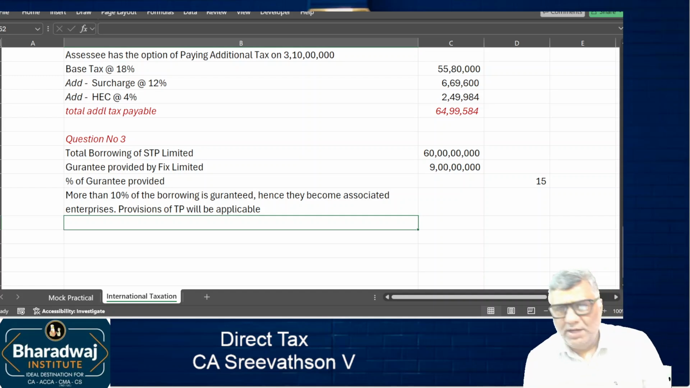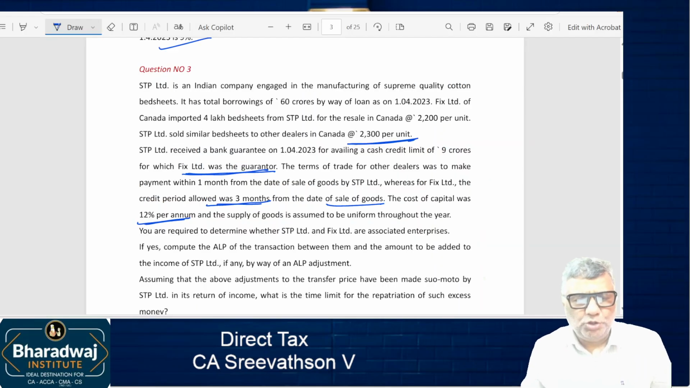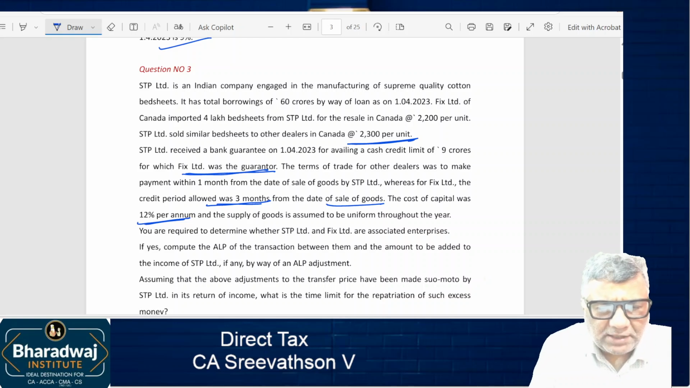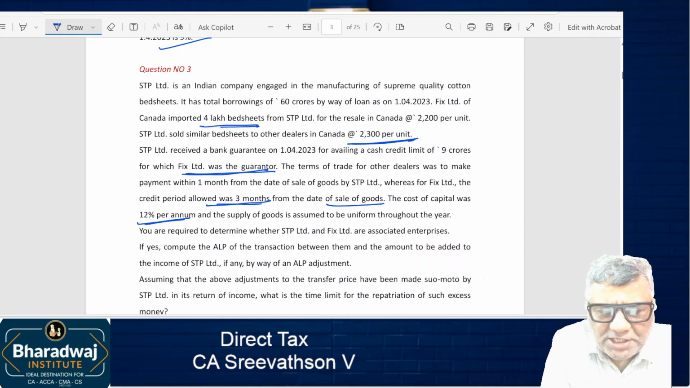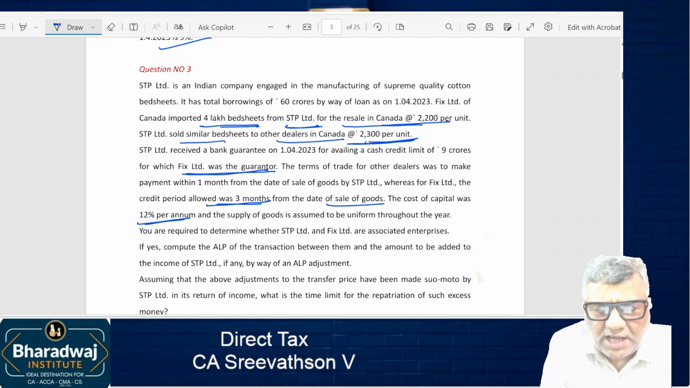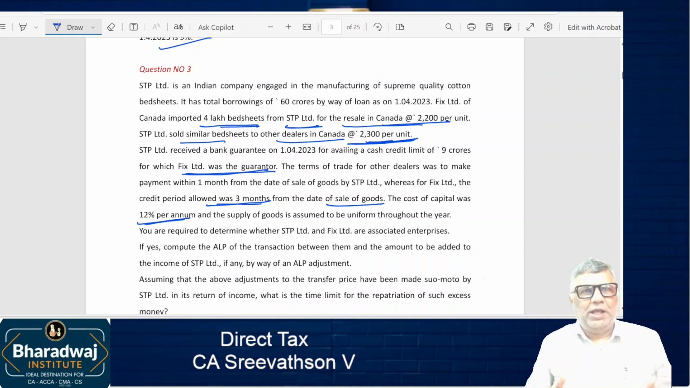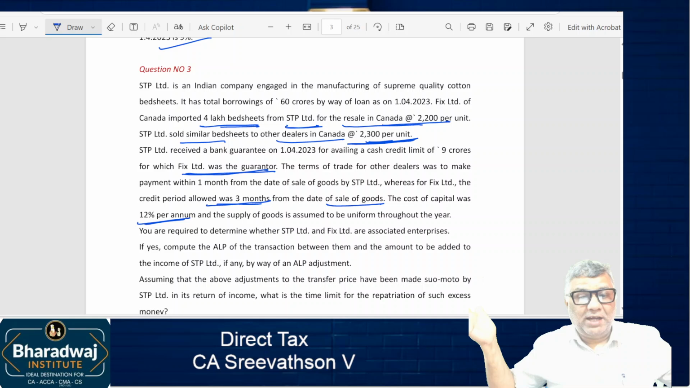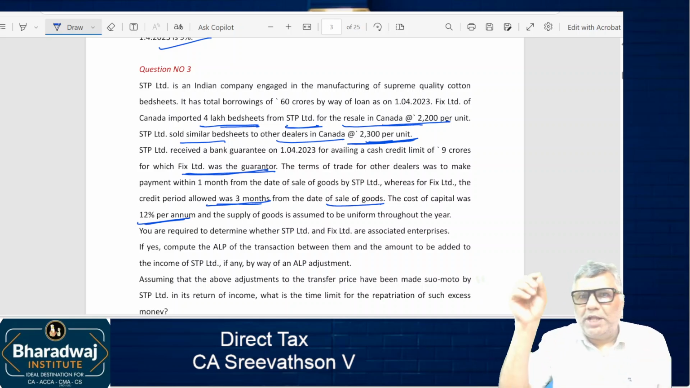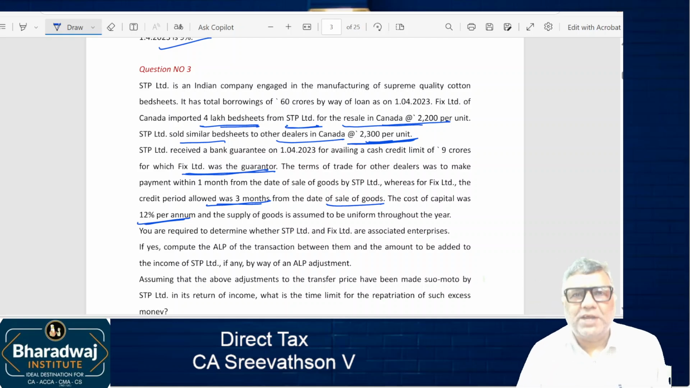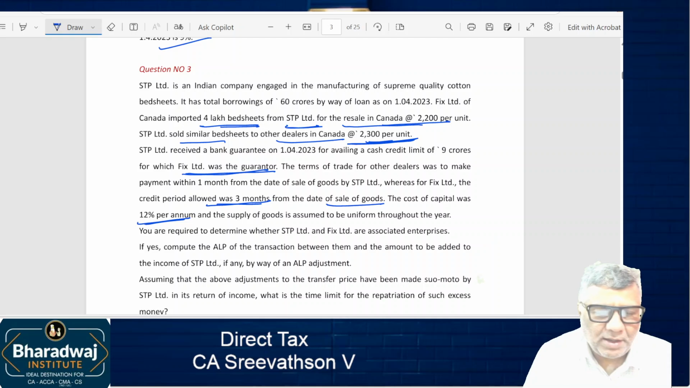Is the class clear? Now I am going to read it. Fixed Limited Canada imported 4 lakh bedsheets from STP for resale in Canada at 2,200. STP sold similar goods to other Canada dealers at 2,300. So actually it is a sale. We are selling. Fixed Limited Canada imported from STP. So we are talking from our side. I have sold it for 2,200 to Fixed, whereas if it is an independent party, I am selling it at 2,300.